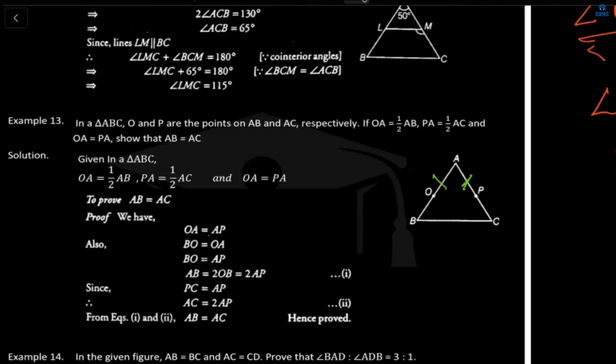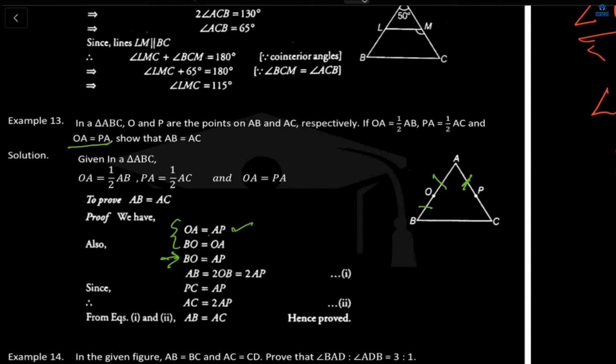I think this one is easy. Yes, because it is given to you that OA is equal to AP. Now OB is equal to OA. Also BO is equal to OA, because you can see OA is equal to half of AB. So from there we can conclude that BO is equal to OA. So BO is equal to AP. This one is equal to this because it is given that OA is equal to AP and we know that OA is equal to OB. So from these two, we can conclude this step, that BO is equal to AP.